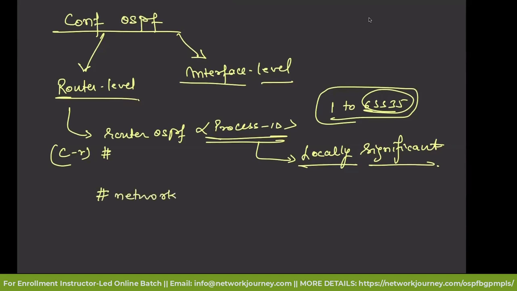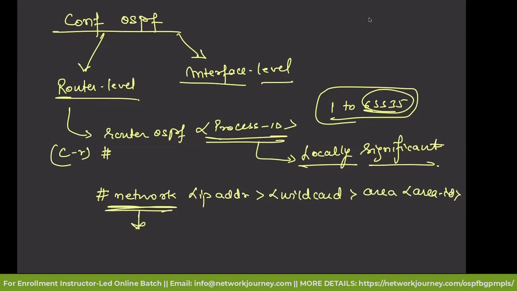Network with network IP, then wildcard mask with area and area ID. Okay, so this is why we're going to do the basic concept, basic configuration. Again, are we going to do the lab of it? I'm just telling you. And by the way, this network command is going to do two things. So tell me, guys, what two things it's going to do.